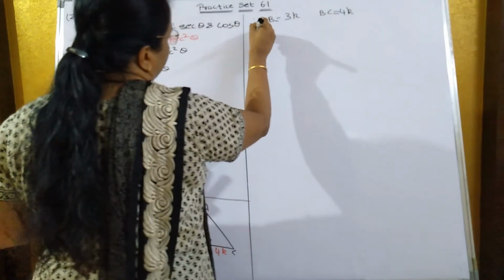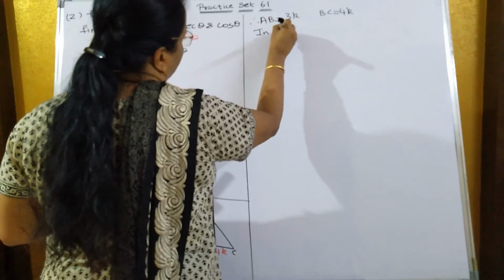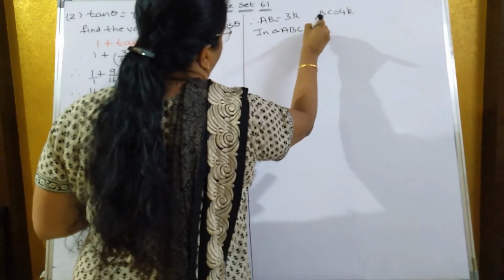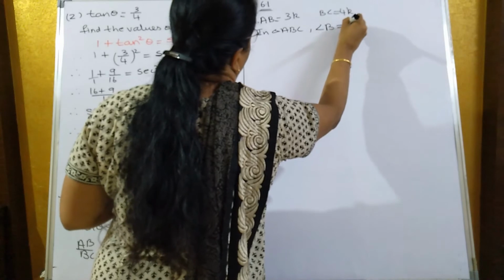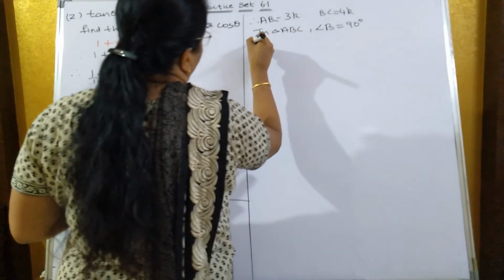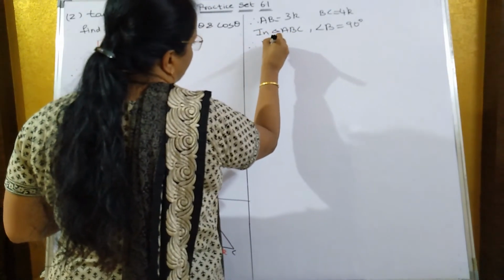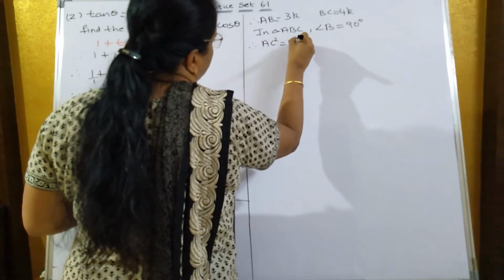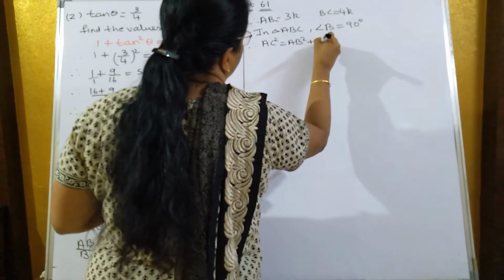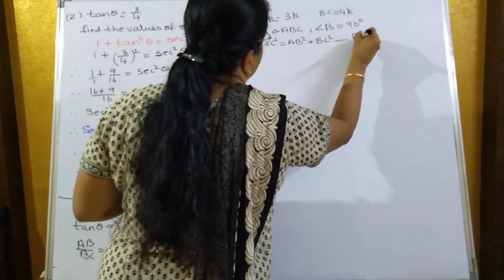Now in triangle ABC, angle B is equal to 90 degrees. Therefore by Pythagoras theorem, AC square is equal to AB square plus BC square. Pythagoras theorem.